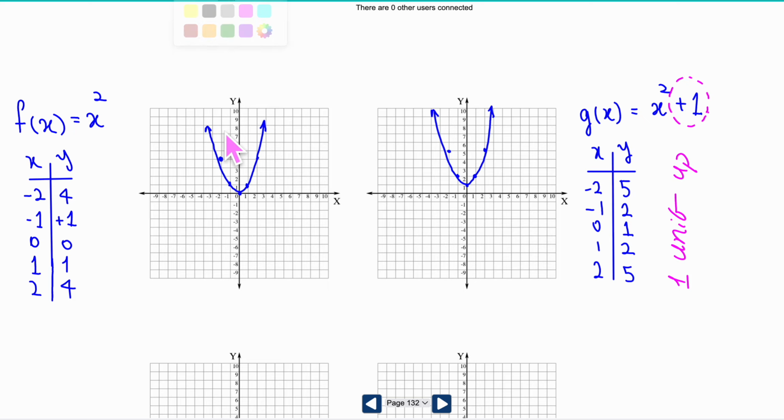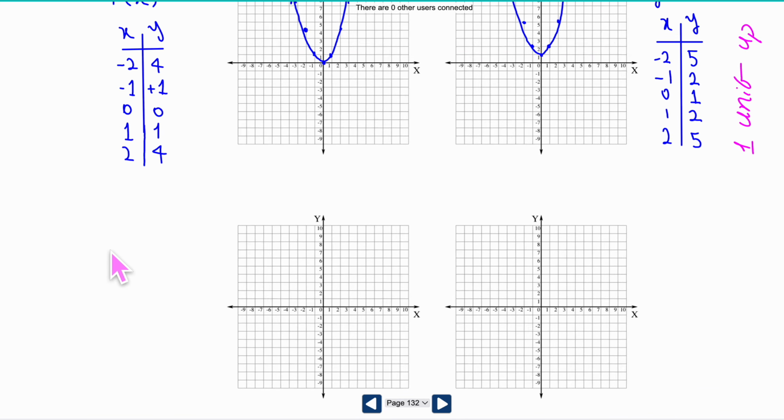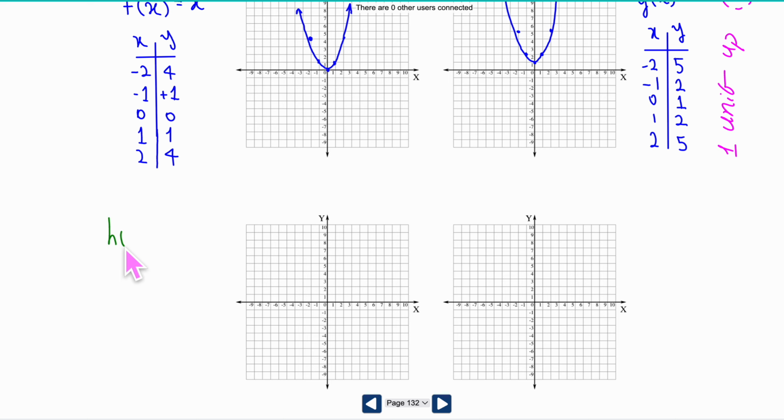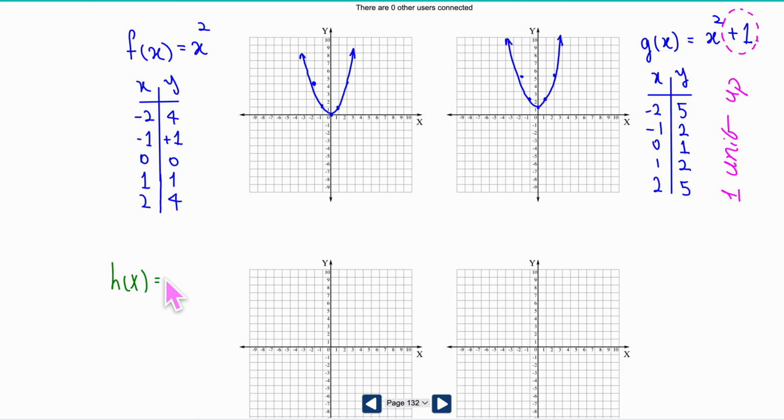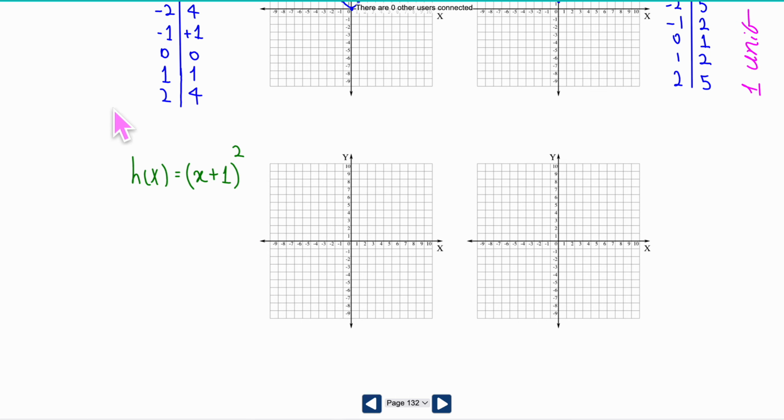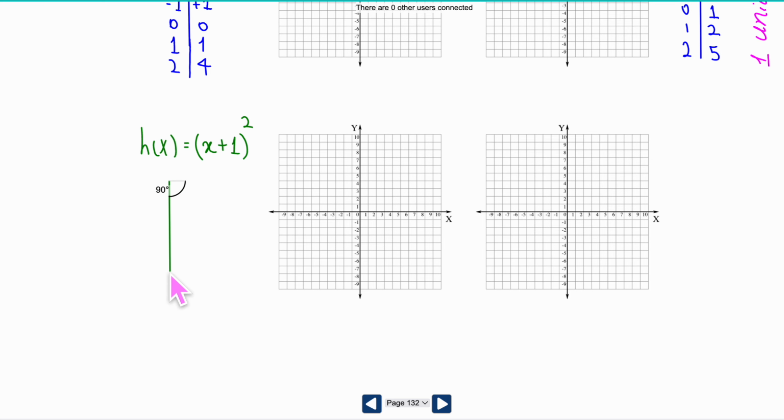The next graph I'm going to work on, let's call it h of x, has a 1 added right next to the x. So for example, x plus 1 to the power of 2. Let's give it values one more time. X and y. For x, let's have -2, -1, 0, 1, and 2.